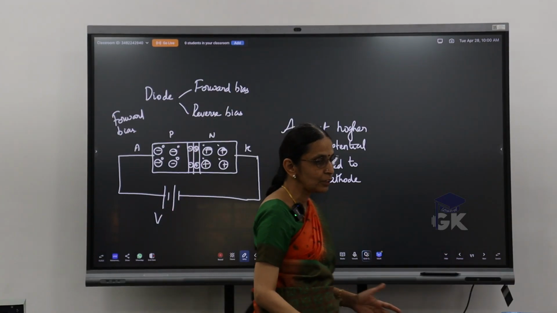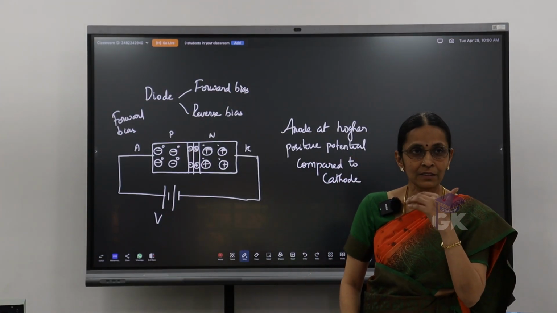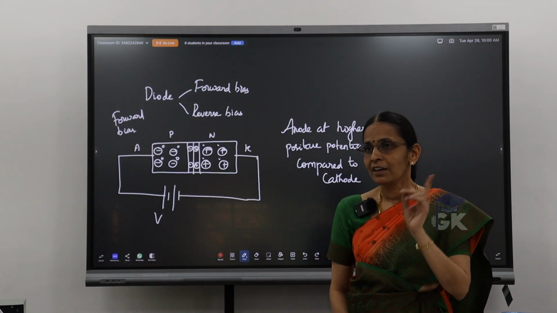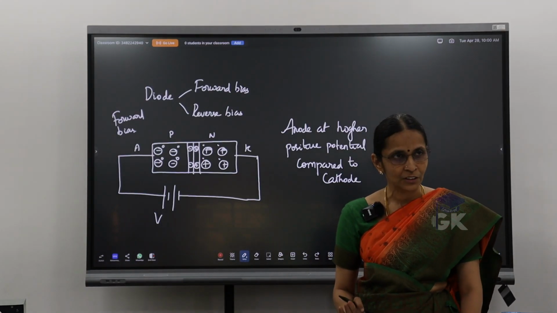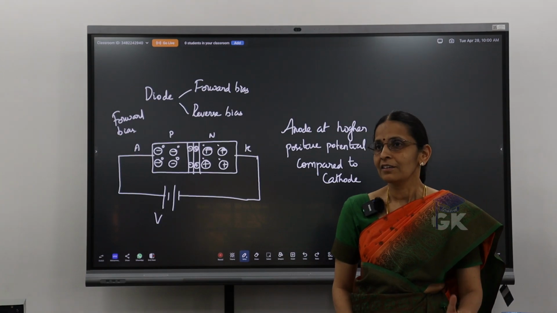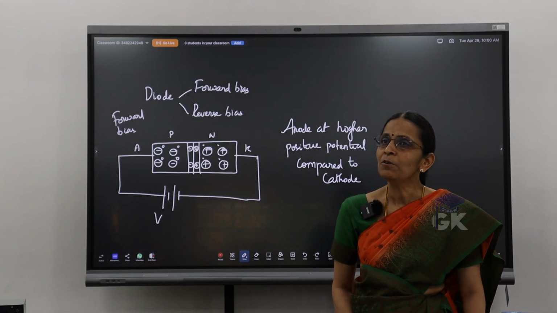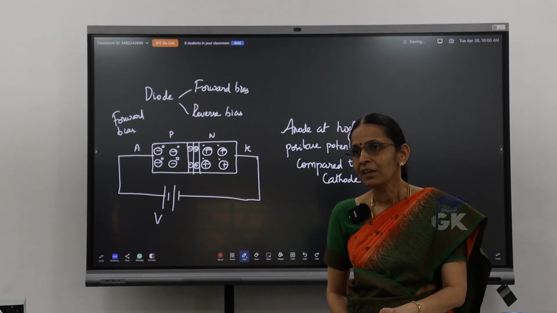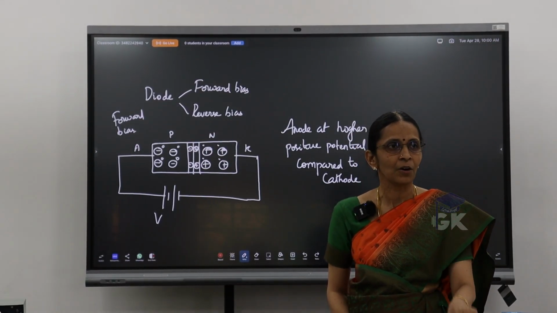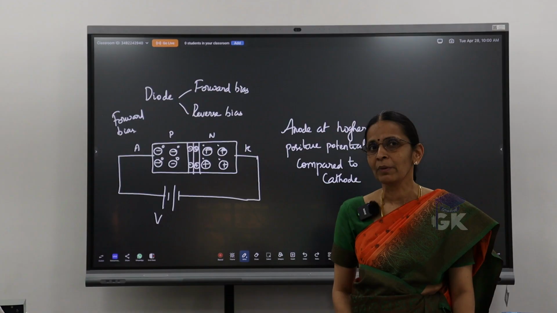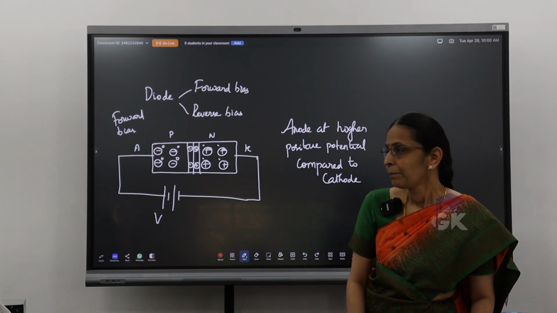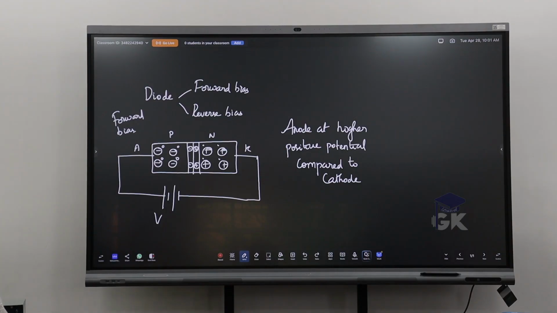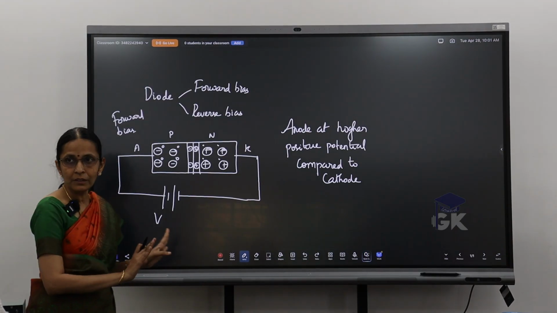So even for your students, please send this concept. Don't tell them anode connected to positive, cathode connected to negative. Of course, it should be like that. But the criteria is my anode will be at a higher positive potential compared to that of my cathode. If that is the case, I call it as the forward bias of my diode. Clear? So now clear with this concept?